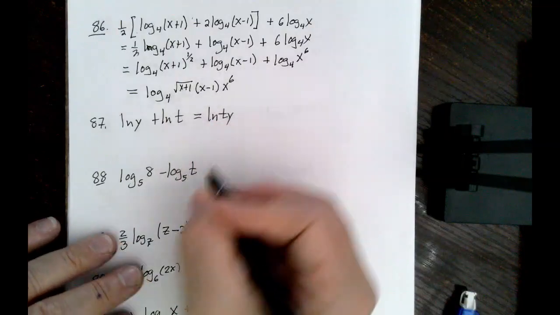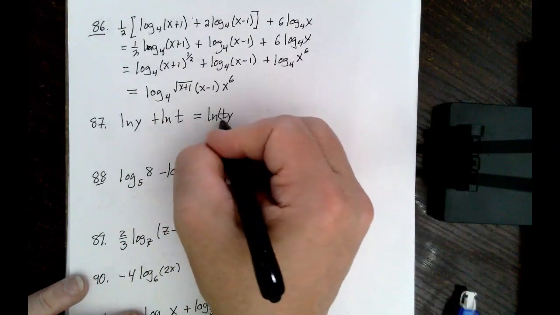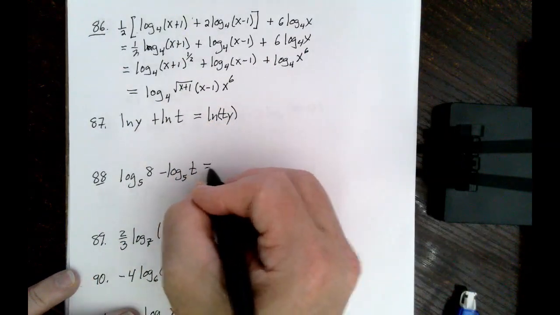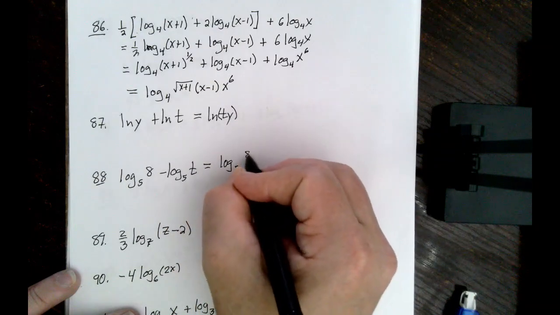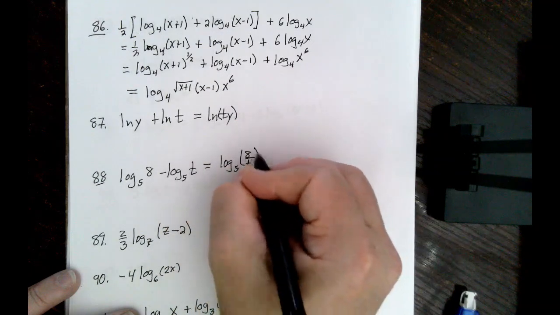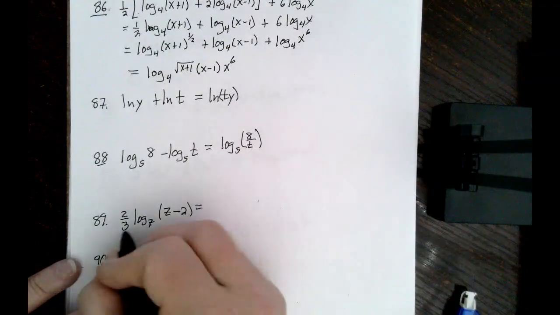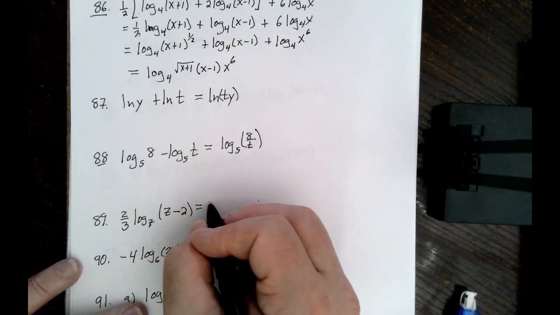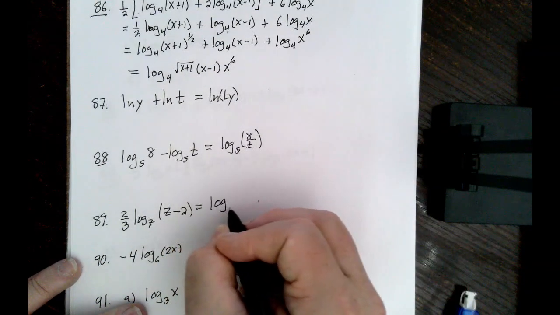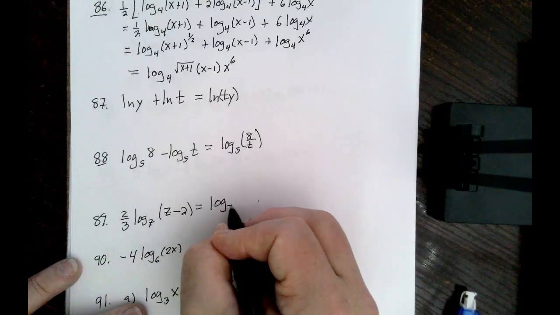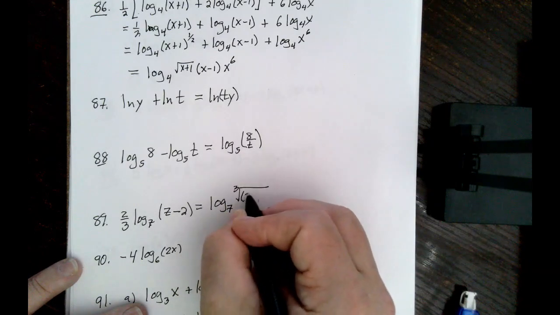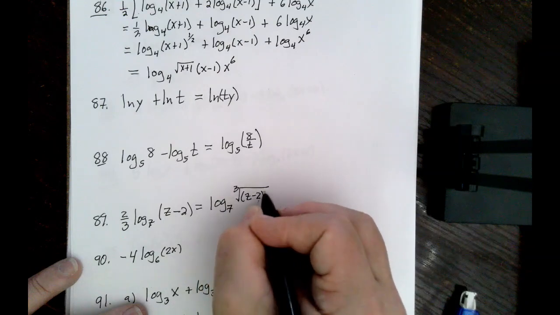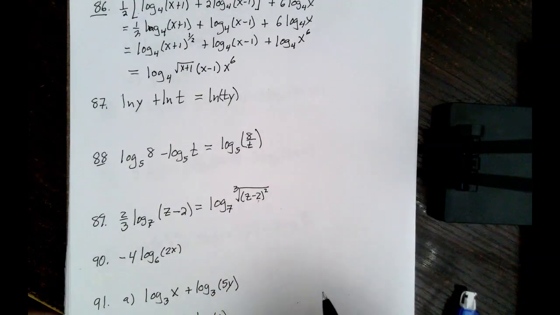You typically write them alphabetically, so ln of t times y. And this one becomes division. This 2/3 goes into the exponent, and you can write the denominator of 3 as the cube root, and the numerator of 2 as the power of 2.